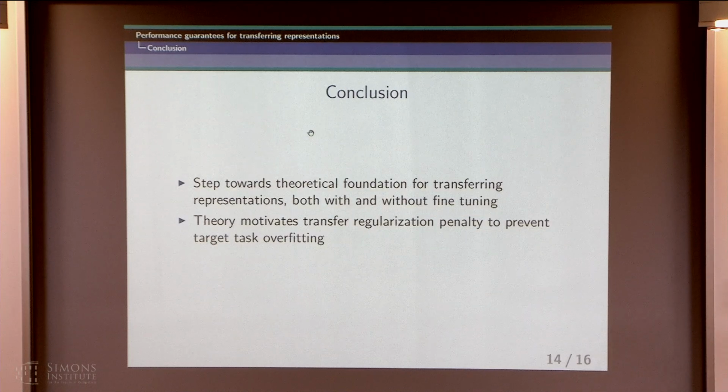So in conclusion, I'll just finish up and I'll take your question in a second. In conclusion, it's a step towards a theoretical foundation for transferring representations both with and without fine-tuning. As you can see, the kind of restrictions we make are relatively restrictive. So this is definitely one of these situations where there's a lot going on empirically, and it's hard to really prove exactly why this is working in a more general case. But this is a first step. Thanks for your time, and I'm happy to take questions.